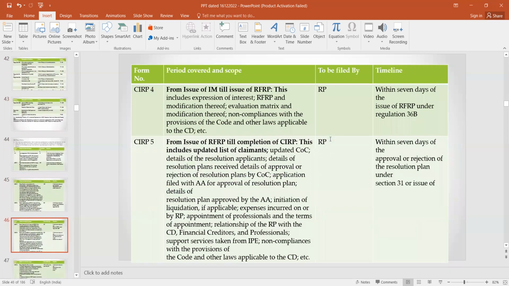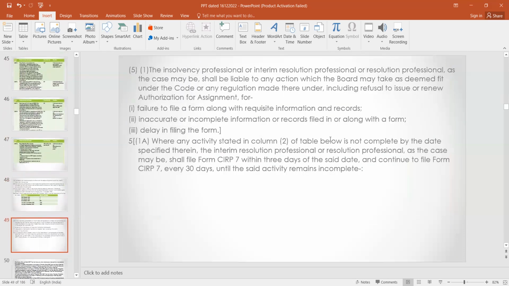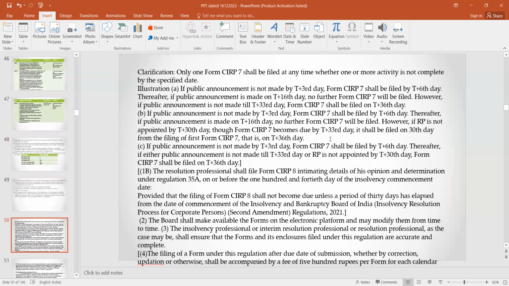These are the various forms which have to be filed by the resolution professional. And for this, he has to file CIRP 8. The resolution professional shall file form CIRP 8 intimating details of his opinion and determination under regulation 35A on or before the 140th day. So we have seen the timelines as 75, 115, and 135. So by the 140th day, he has to file form CIRP 8 and intimate details of his opinion and determination under regulation 35A.